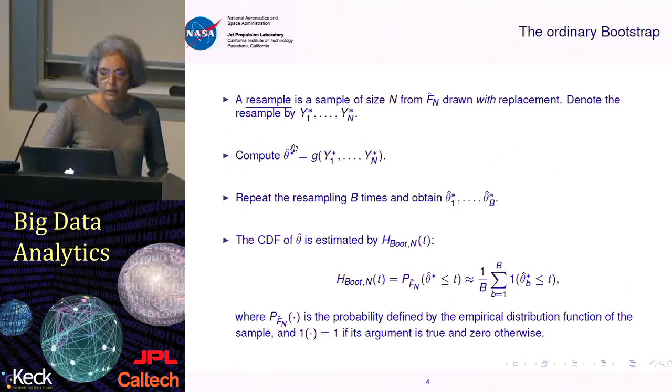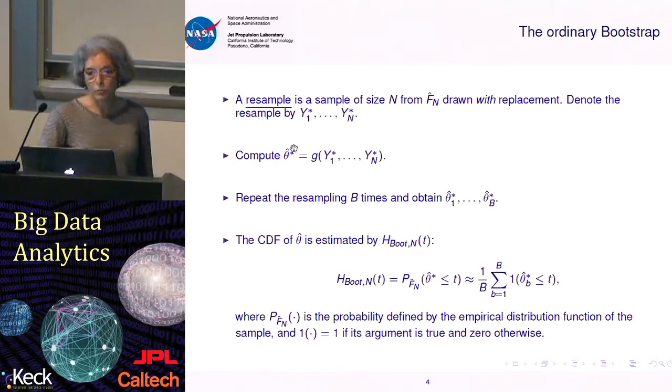So let's define a resample as a sample of size n, which was the original sample size, drawn from F hat n with replacement. And let's call those realizations, or those random variables, Y star 1 through Y star n. So notice, I am sampling with replacement, which means every time I draw something, I put it back. So I can get the same thing twice, and I'm going to draw a sample of the same size as the original sample. I call that a resample.